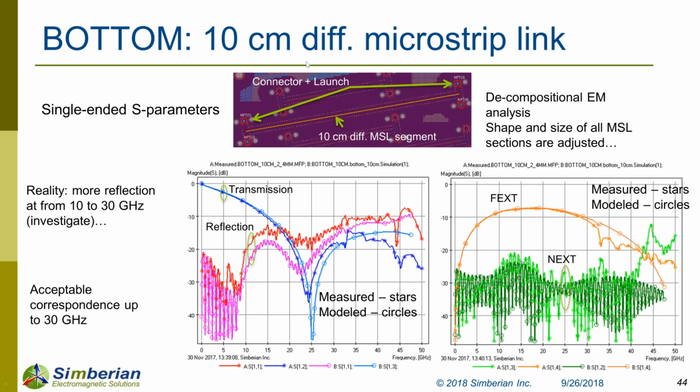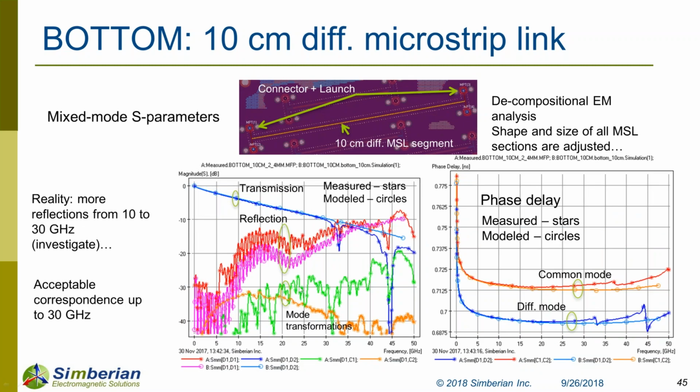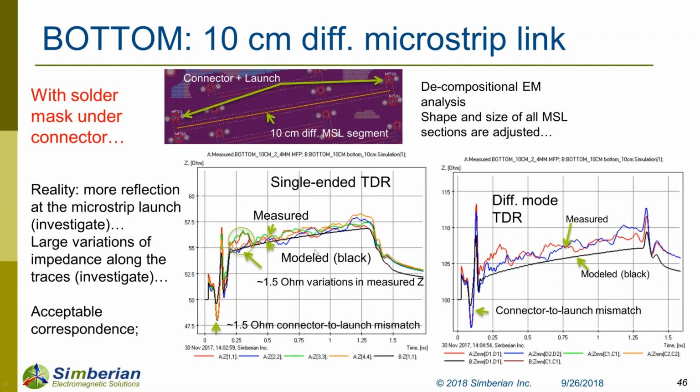So the reflection, again, this is a microstrip structure, with many more variations. We can see not so good correlation in reflection, but very good correlation in phase and insertion loss, due to the proper kind of model with homogeneous dielectric. Again, this is mixed mode, so differential and common. The same thing, good correlation up to 30 gigahertz. And that's TDR again, computed with 15 picosecond rise time. You can see much more variation, and that's expected.